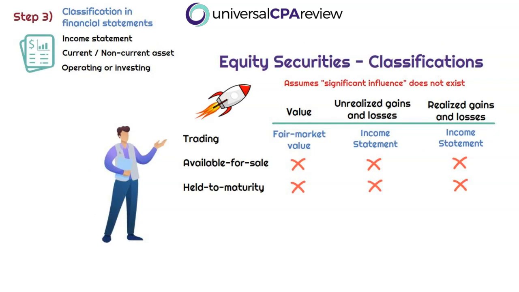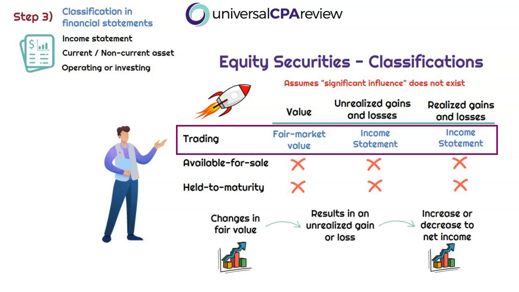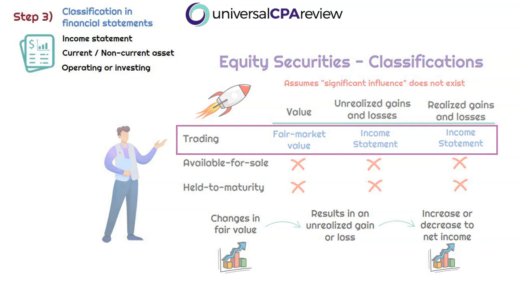So here is a great visual that helps you remember that equity securities, well, first off, they're always going to be classified as trading. Now, if you remember from the debt security lecture, they could be classified as trading, available for sale, or held to maturity. But for equity securities, they're always going to be trading. They're always going to be valued at fair market value, and then unrealized gains and losses, as well as realized gains and losses, are going to the income statement. They'll either increase or decrease net income, right? So very easy to remember. There will be no impact to other comprehensive income if it's a marketable equity security.